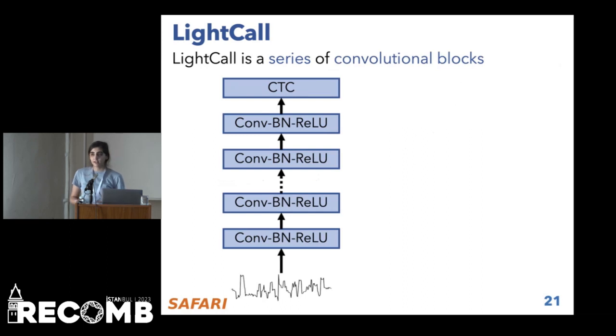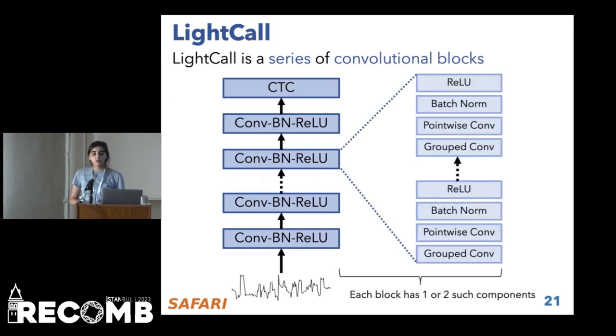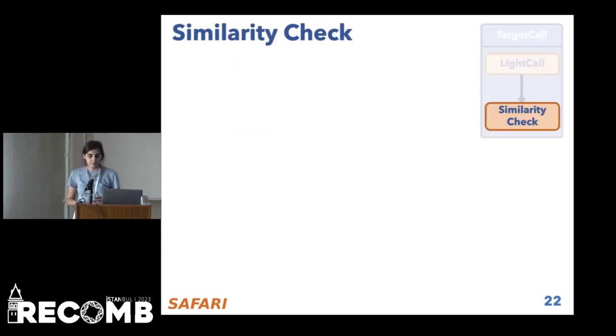And the final LightCall architecture we have is a series of repeated convolutional blocks, where each block has one or two units that include group convolution, pointwise convolution, weight normalization, and ReLU units.